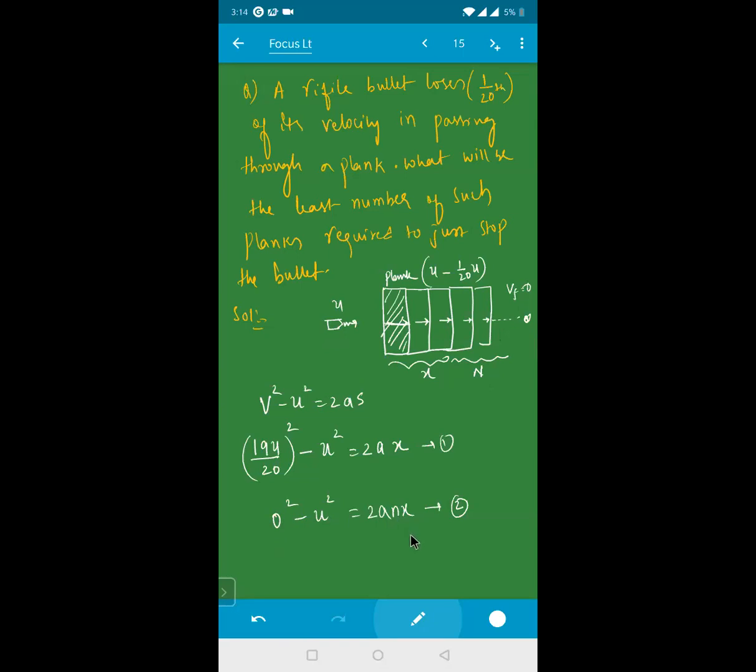Is it clear? Yes, sir. Now see from this, what can I write for the given condition? If I write the relation, I can get the value of n from this. The x value is also known for the given condition. So this is equal to how much? u square is equal to 2a into n into x.